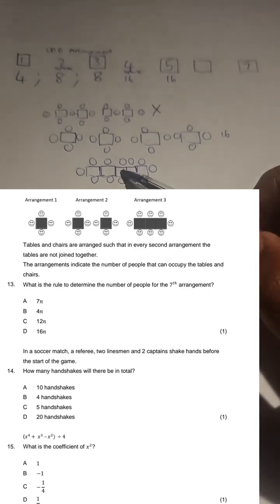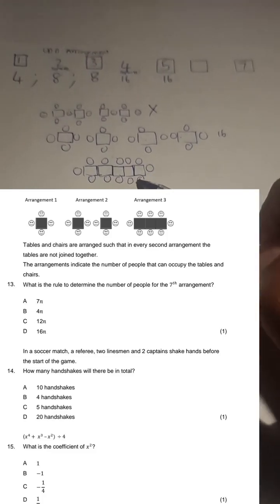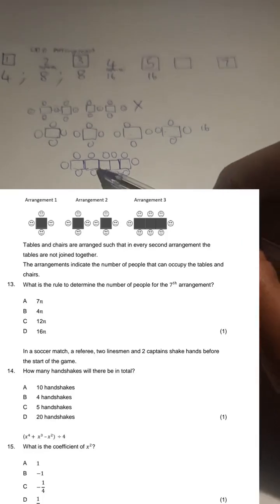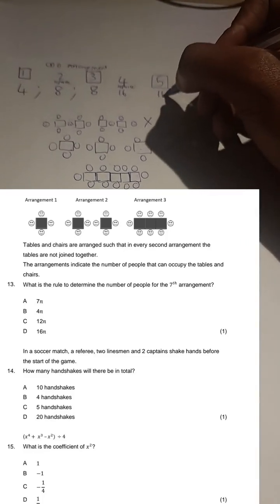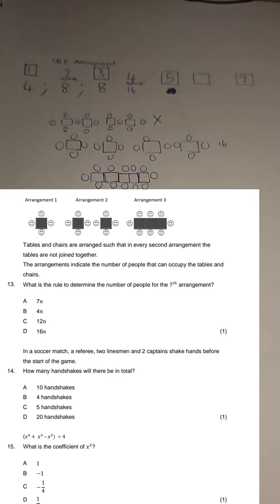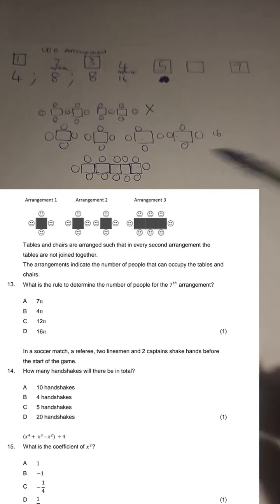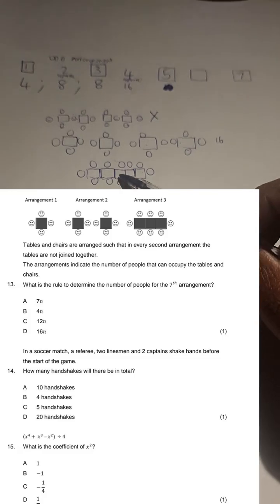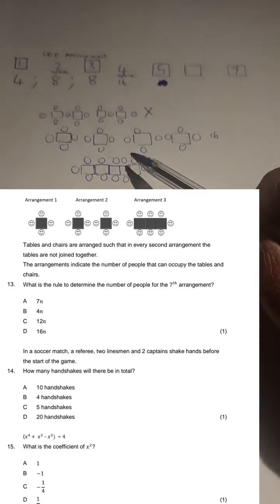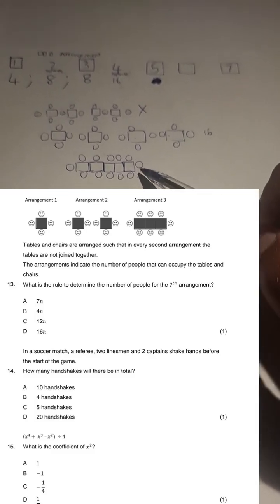5th arrangement, 1, 2, 3, 4, 5 tables are joined. Then we have people seated around the table. Right, this is our 5th arrangement. So how many people do we have there? 1, 2, 3, 4, 5. All right, then we have people seated around that particular table. So how many people do we have there?